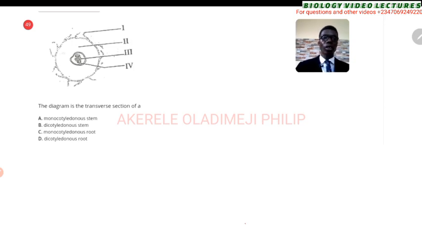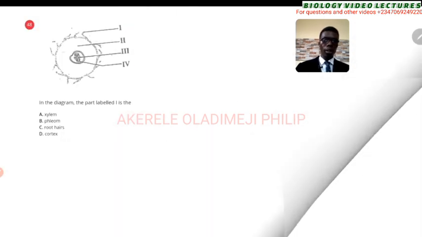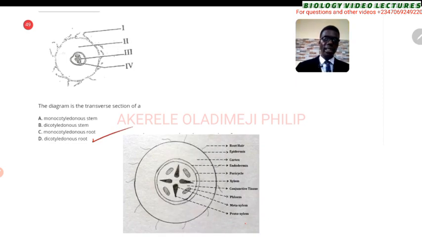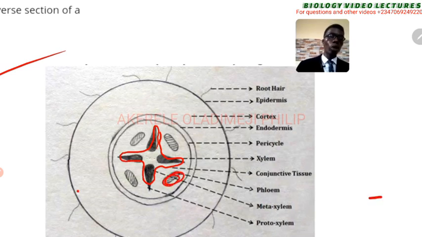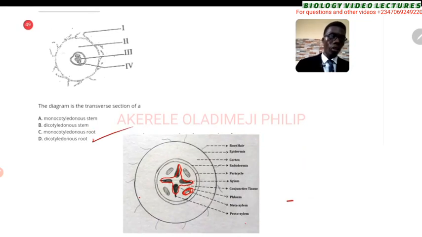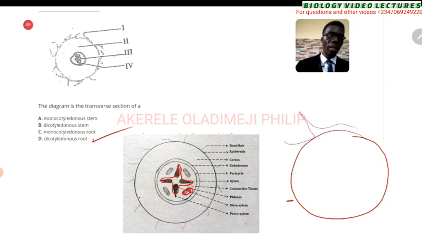The transverse section of a, okay, what does this diagram represent? It represents a dicotyledonous root. Why? Let me show you something. This is a dicot root that has what we call xylem like that. It looks like it starts in the middle. It has phloem like that. But for a monocot root, I think I have to draw that here. For a monocot root, it's going to look somewhat like this. It's going to have root hair, like that.